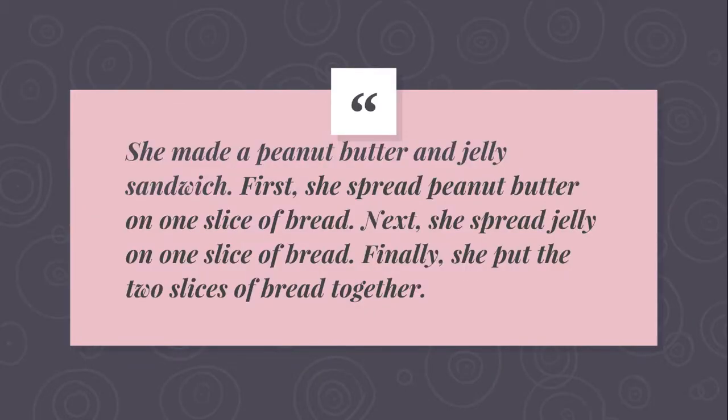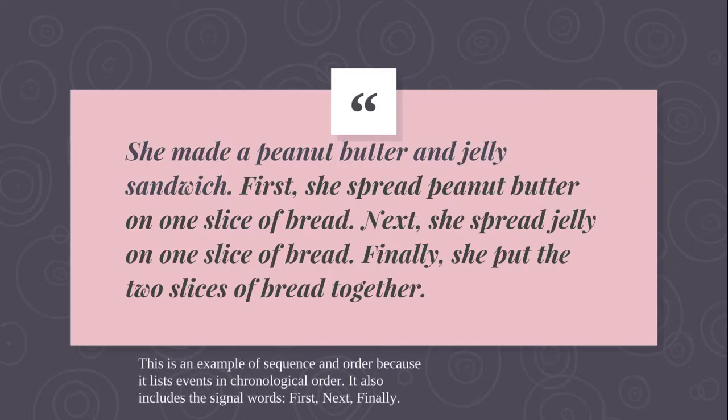See if you can find out why this is a sequence in order sentence. She made a peanut butter and jelly sandwich. First, she spread peanut butter on one slice of bread. Next, she spread jelly on one slice of bread. Finally, she put the two slices of bread together. This is an example of sequence in order because it lists events in chronological order. It also includes the signal words first, next, and finally.